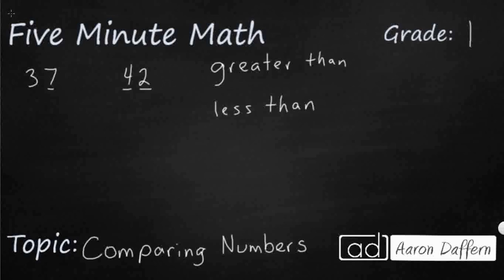So each of these numbers is 2 digits. The digit on the right is the ones place. So 37 has 7 ones. 42 has 2 ones. And you're always going to look at the largest place value first. So in this case, each number has a tens digit. 42 has 4 tens, and 37 has 3 tens.